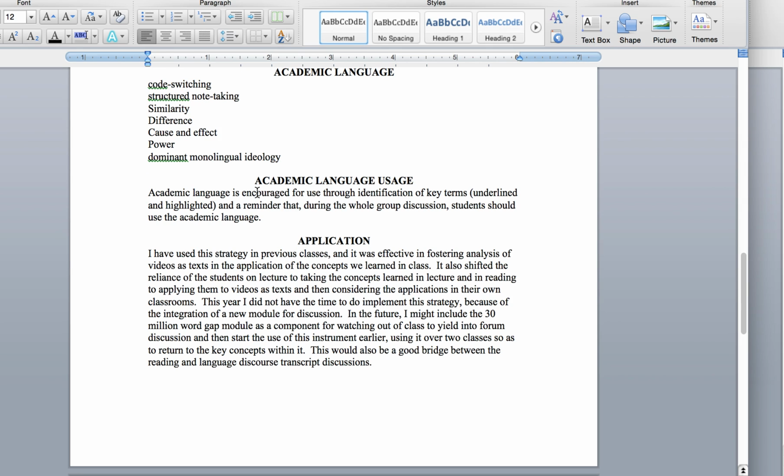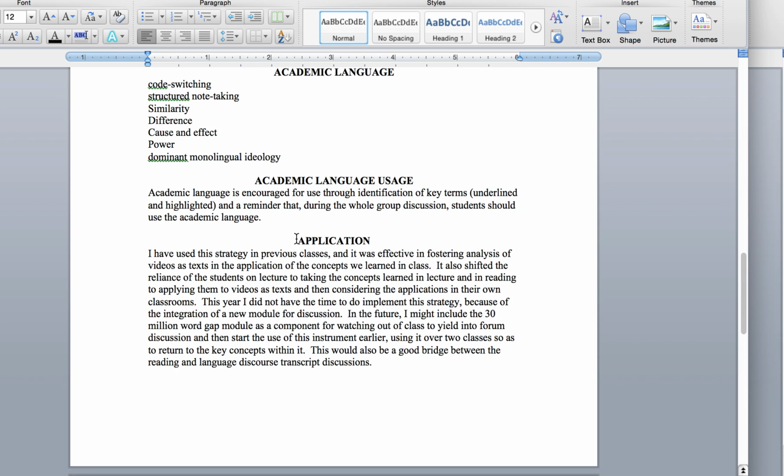Now, how are we going to use it? What does the strategy call for as far as use? So in this case, academic language is encouraged for use through identification of key terms. So on the handout, they are underlined and highlighted. And a reminder that during the whole group discussion, students should use the academic language. Now, on this handout, I could make that quite small, but it would be a verbal reminder to the class.